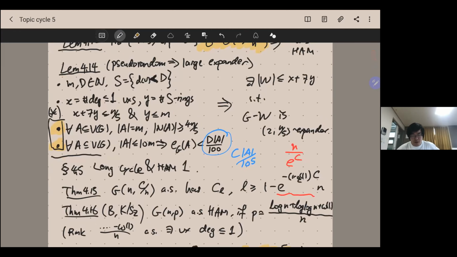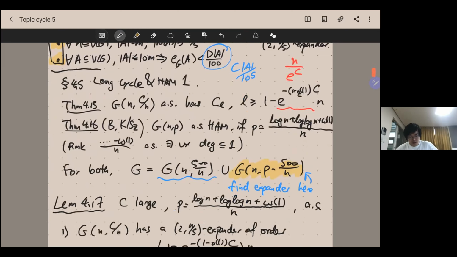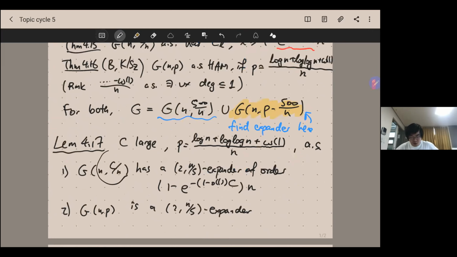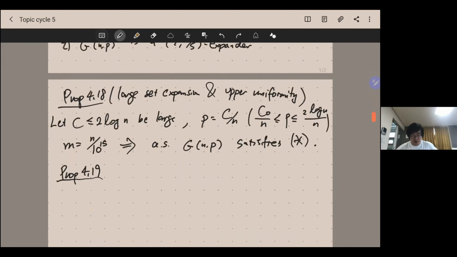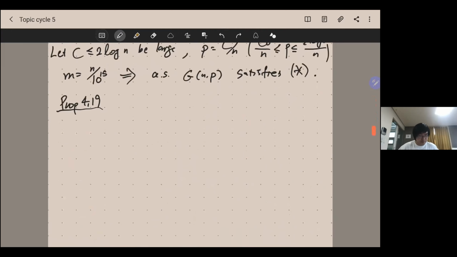We just need to bound vertices of degree at most 1 and the number of S rings. In the linear case, we want to bound them to be small. In the case when p is log n over n, we want to prove that they are both 0 almost surely, so we don't need to remove anything to make it a 2n/5 expander. We do it separately.